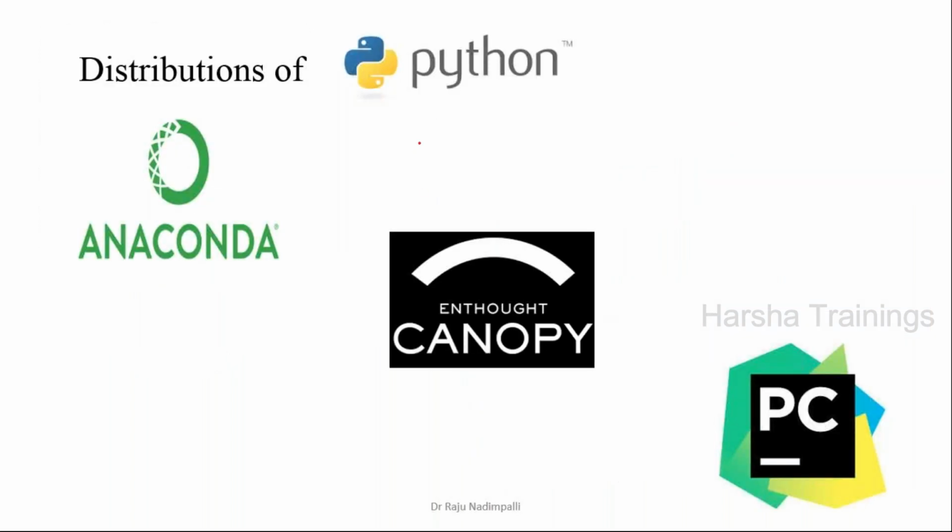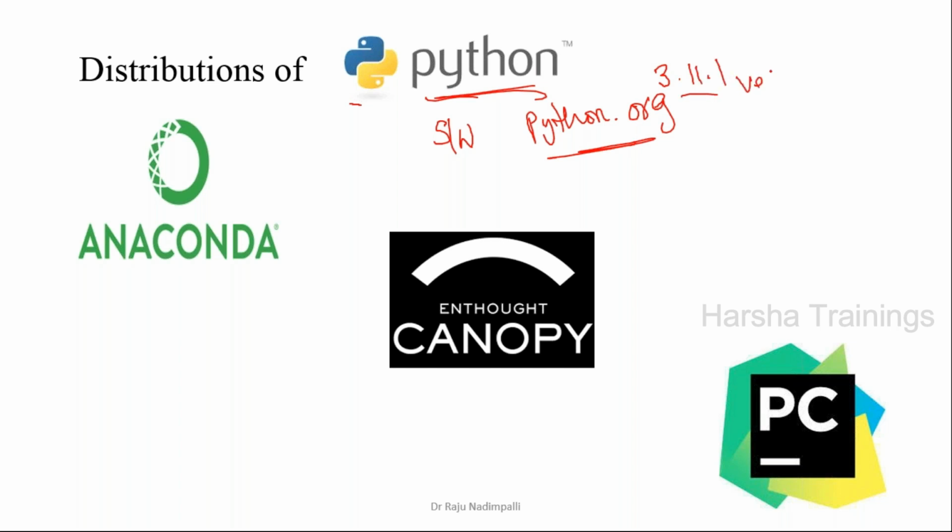Now you can ask one question, sir: what software will we use to run our programs? Okay, directly there is a link called python.org. We can go to it and download Python. Right now the current version is Python 3.11.1. This is the current version of the software.